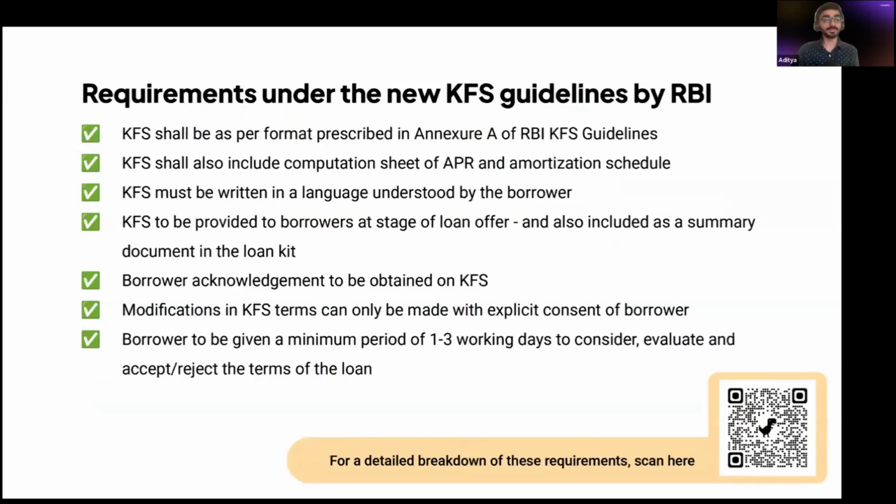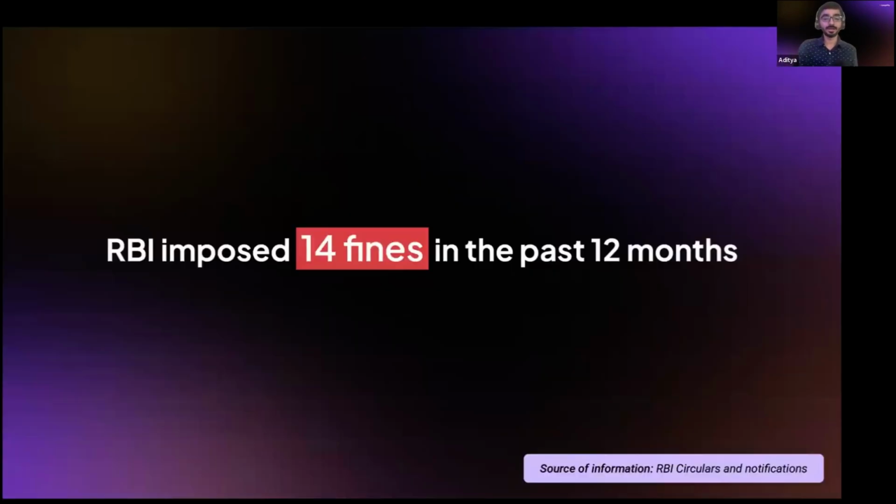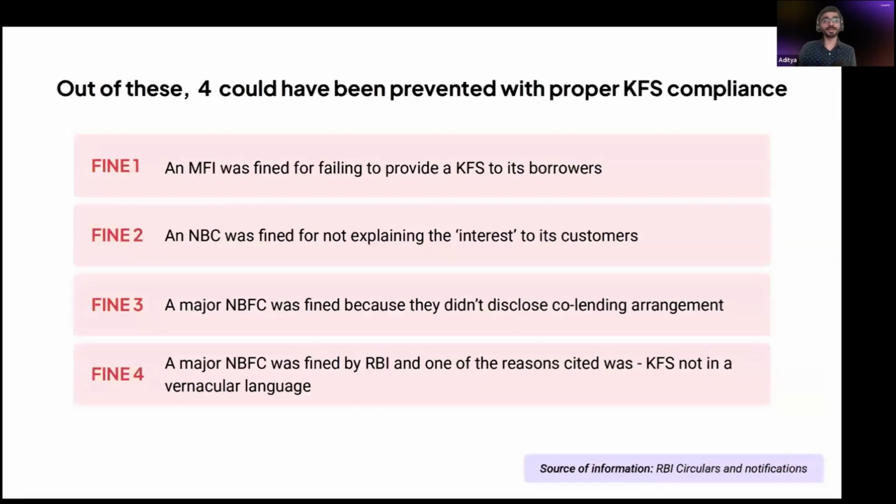So with this brief context out of the way, and this context will be very important to what we're discussing, let's dive into the subject of the webinar, right? RBI in the past 12 months has imposed 14 fines for various things, right? But out of these fines, 4 could have been prevented with proper KFS compliance.